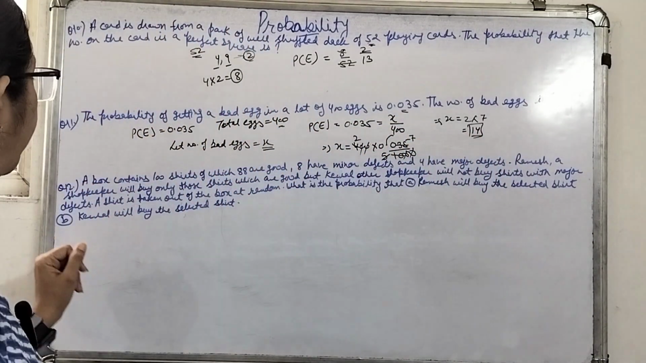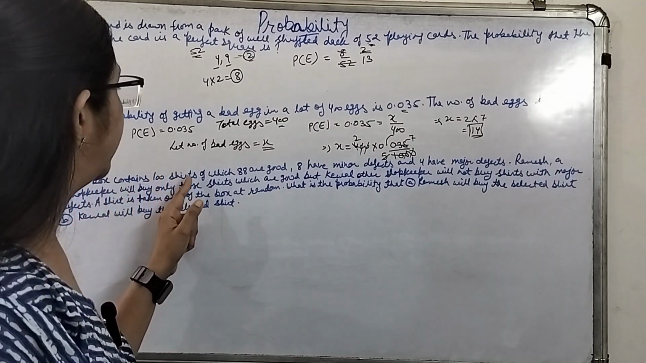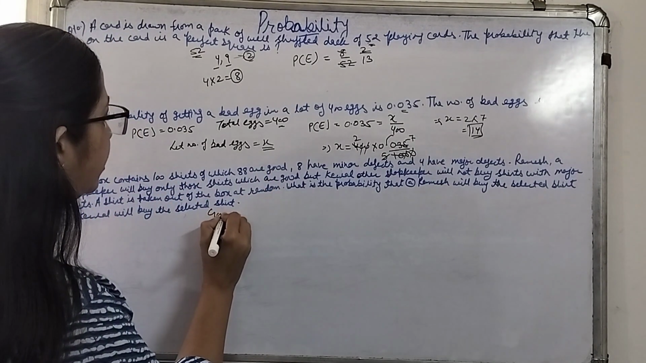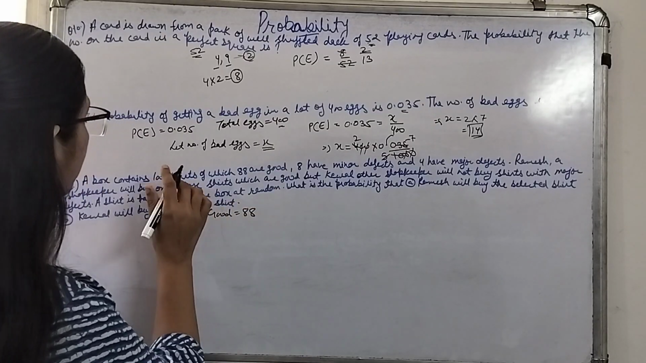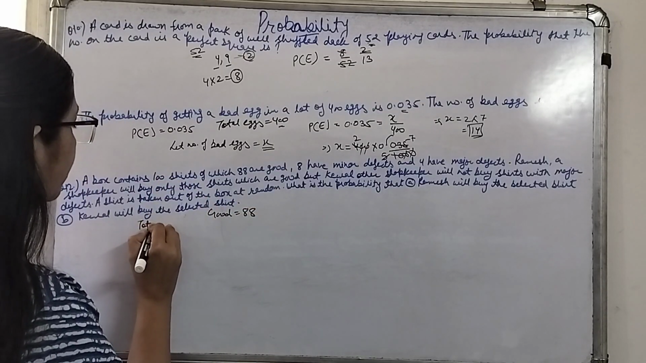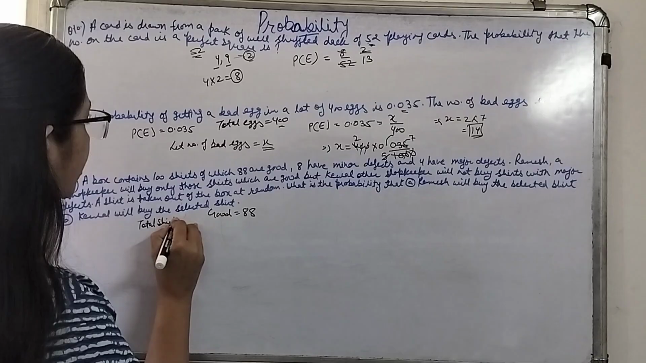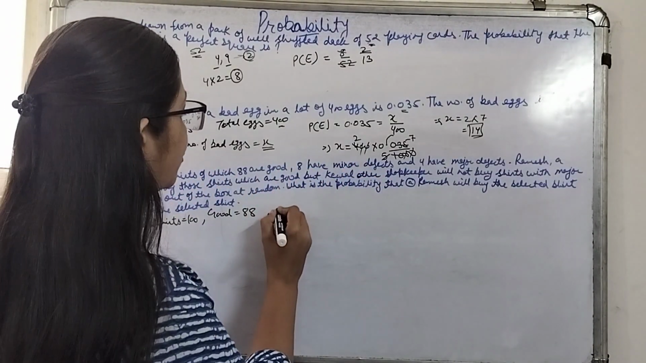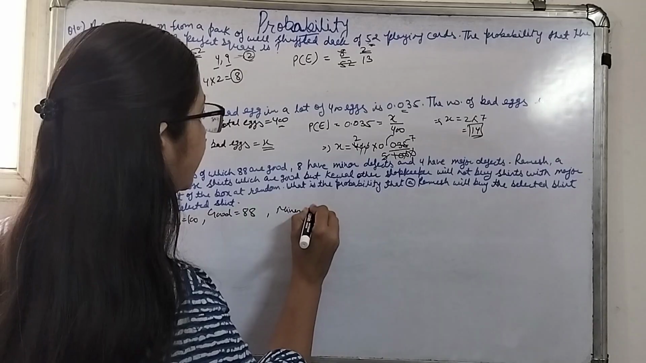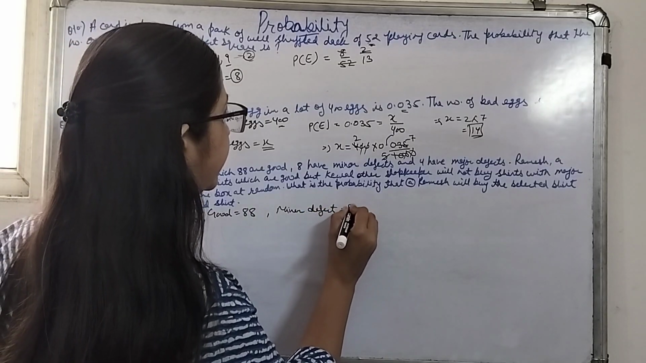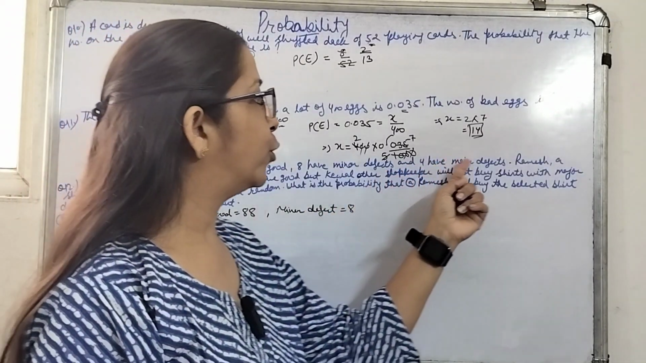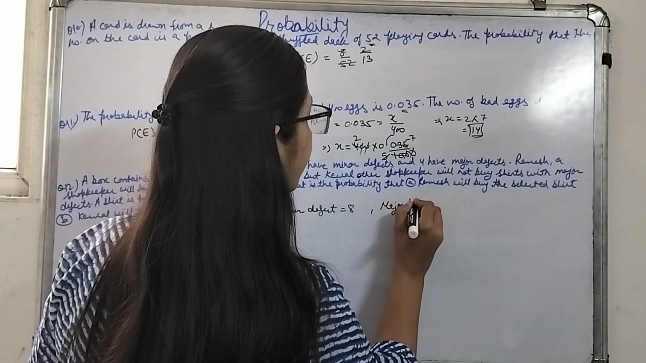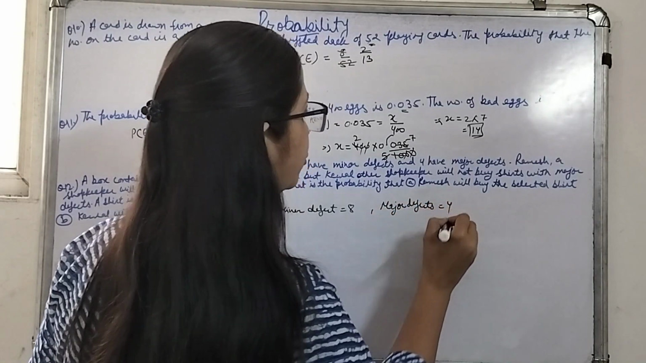Now the last question. A box contains 100 shirts, of which 88 are good. Number of good shirts is your 88. Total number of shirts is your 100. 8 have minor defects. So how many shirts are having minor defects? Minor defect, it is of 8 shirts, and 4 have major defects. Major defects, it is of 4 shirts.